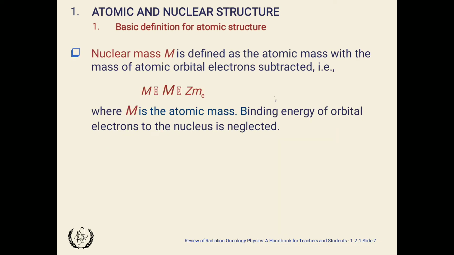Nuclear mass, that is small m, is defined as the atomic mass with the mass of the atomic orbital electrons subtracted, that is m is equal to M minus Z m_e, where M is the atomic mass, and the binding energy of the orbital electrons to the nucleus is neglected.